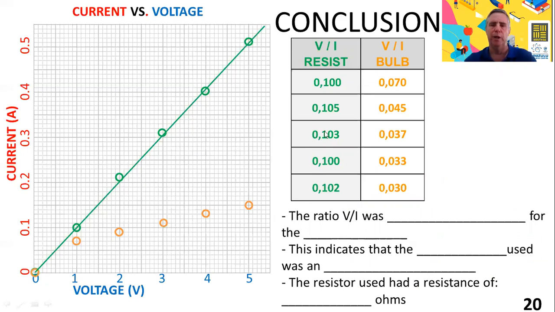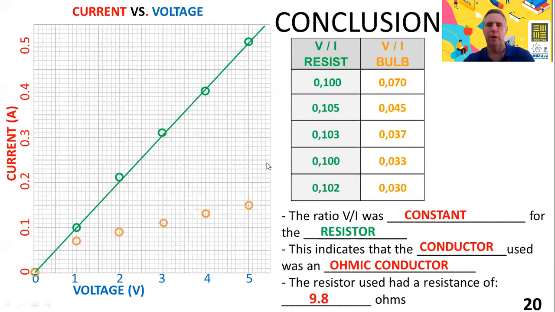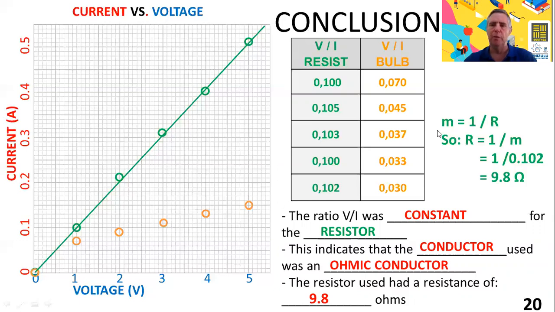But we can fill in there the ratio of V over I was constant for the resistor. Now, you might say they're not perfectly the same, but really within the limits of this experimental accuracy, they were almost exactly the same. This indicates that the conductor used was an ohmic conductor. It obeys Ohm's law, and the resistor used had a resistance of 9.8 ohms. Now, where do we get that from? Well, we calculate the gradient, and remember the gradient is 1 over R. So R is equal to 1 over M, and 1 over 0.102 gives us 9.8 ohms.